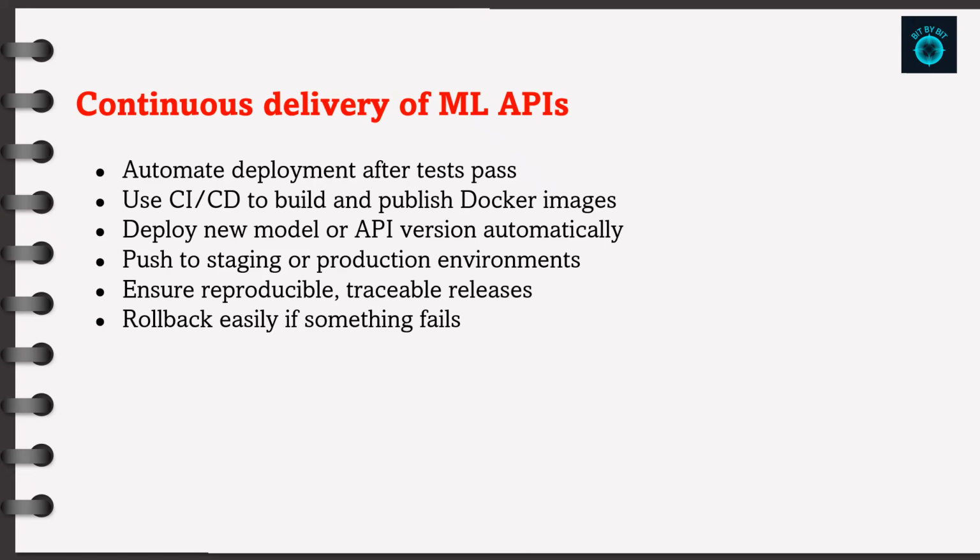Together, these principles make continuous delivery reliable and safe for machine learning systems. They allow teams to release updates quickly, test them confidently, and maintain complete control over every version of their model APIs.